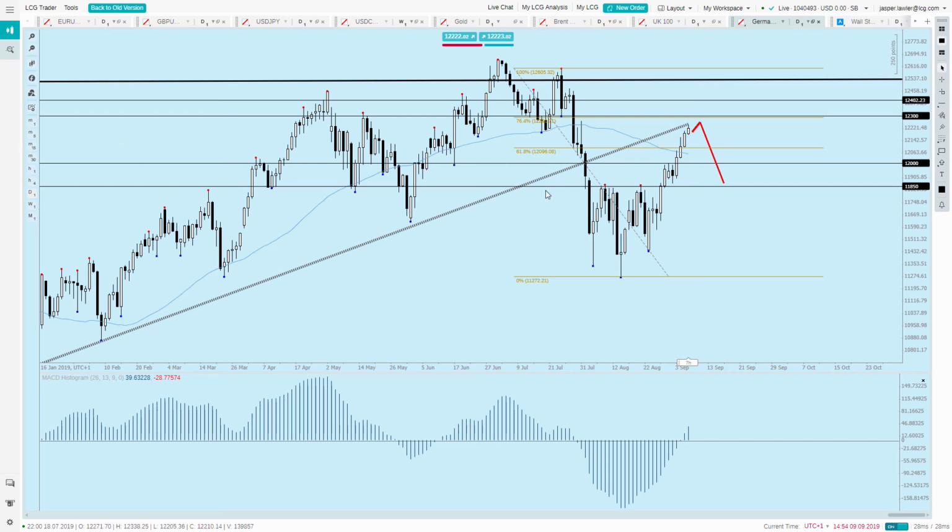Nonetheless, I sort of feel like we're due another drop in equities. So maybe the 12,300 level and the 76.4 Fibo, the confluence of those and this rising trend line, maybe that's how we drop again in the DAX. But as I said, you want a failure at the level, because momentum is obviously pretty strong at the moment.